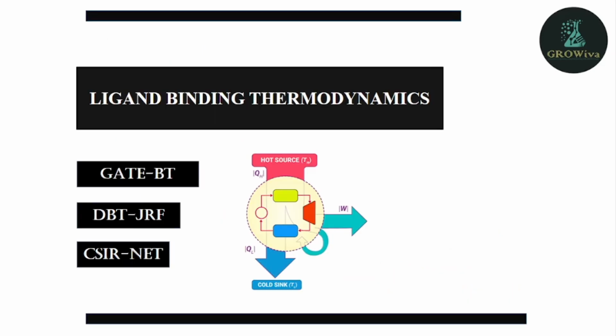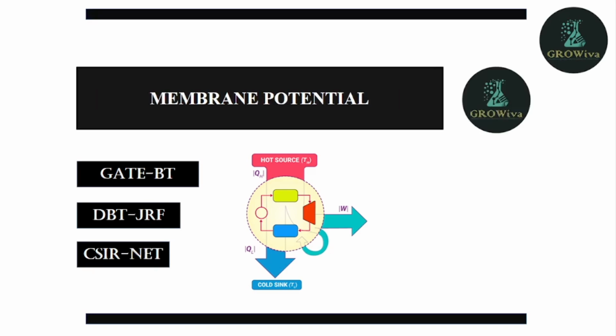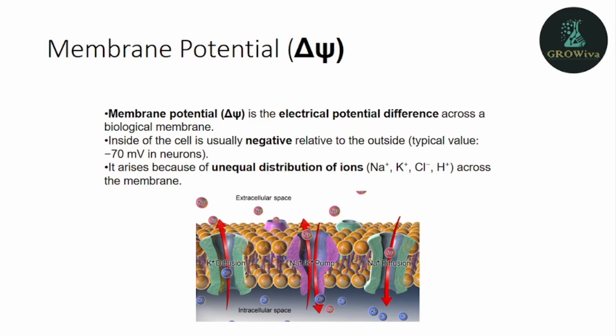In the previous video, we studied ligand binding thermodynamics, and today we are diving into membrane potential. So the first part is, what is membrane potential? Membrane potential is the electrical potential difference across a biological membrane, right?